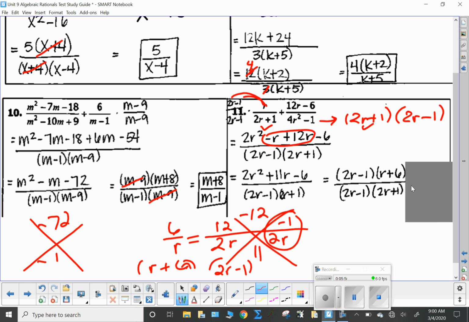And boom, 2r minus 1, 2r plus 1 in the denominator, 2r minus 1, boom, and the r plus 6. The 2r minus 1's cancel, leaving me with r plus 6 over 2r plus 1. The 2 and the 6 cannot cancel. The r plus 6 is a whole thing, and the 2r plus 1 is a whole thing. All right?